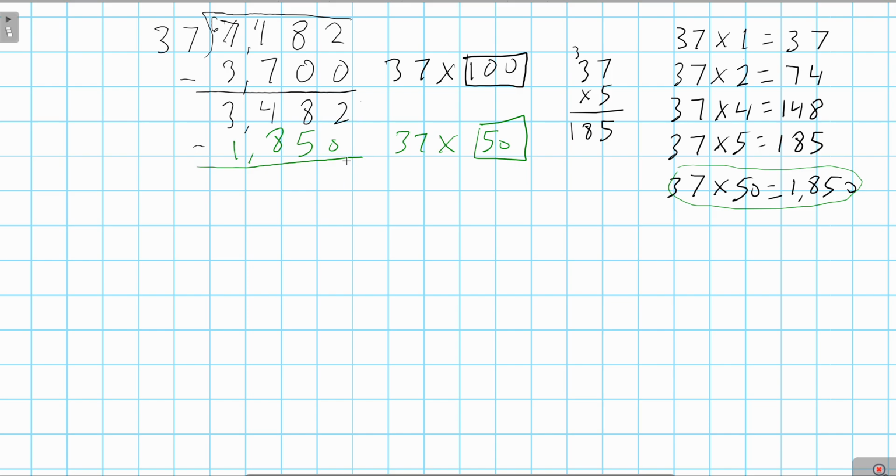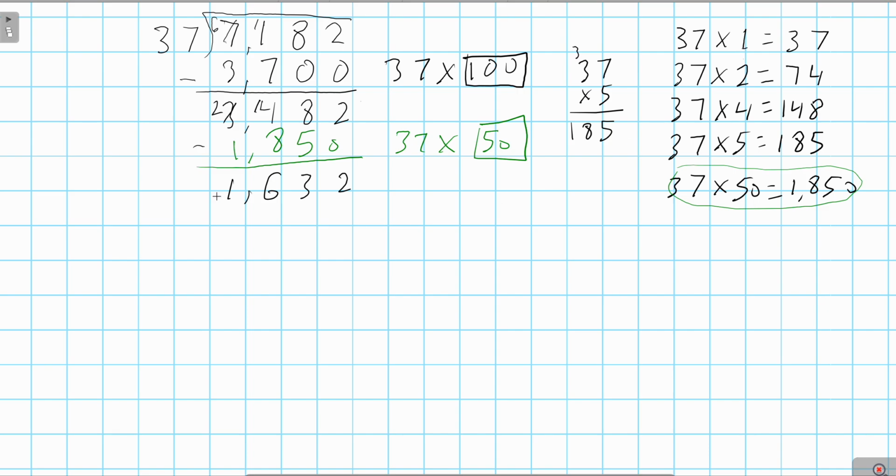So 2 minus 0 is 2. 8 minus 5 is 3. 4 minus 8, I can't do that. So I borrow from here. This becomes a 2. This becomes a 14. 14 minus 8 is 6. And 2 minus 1 is 1. All right, so we have 1,632.